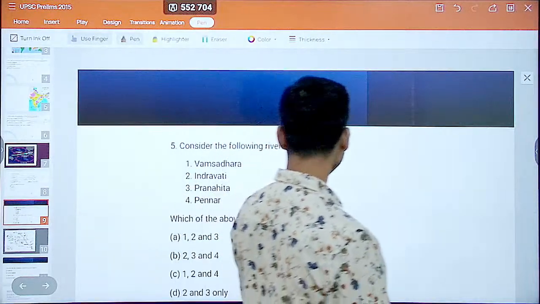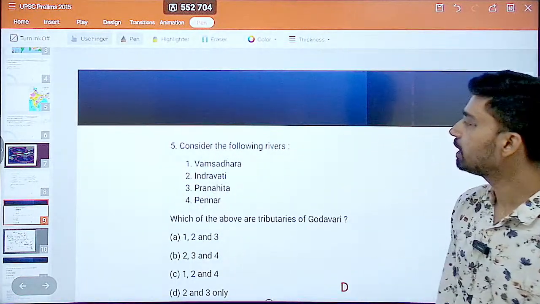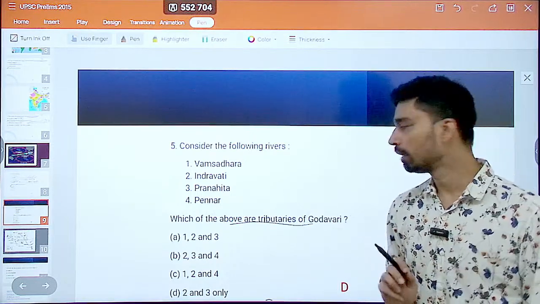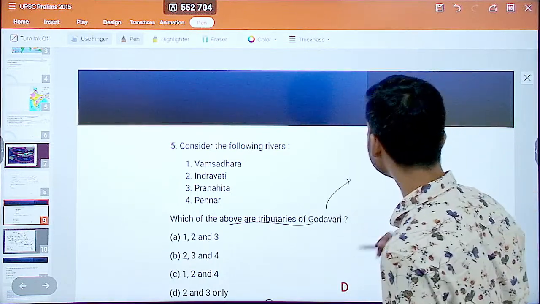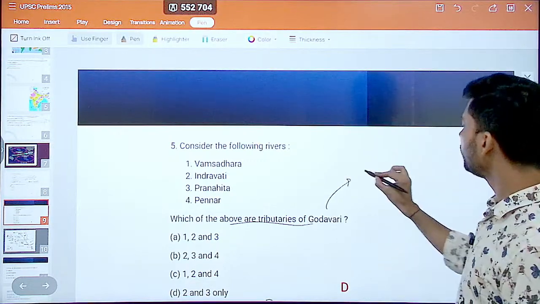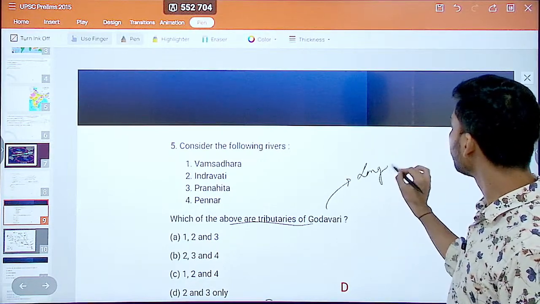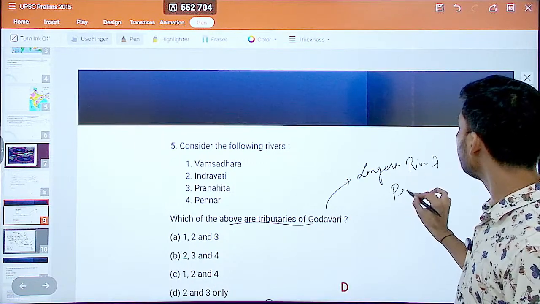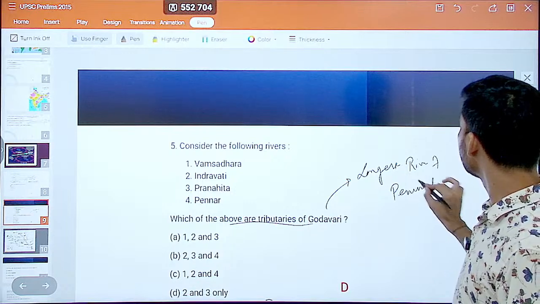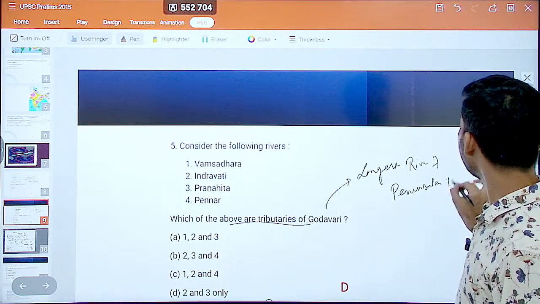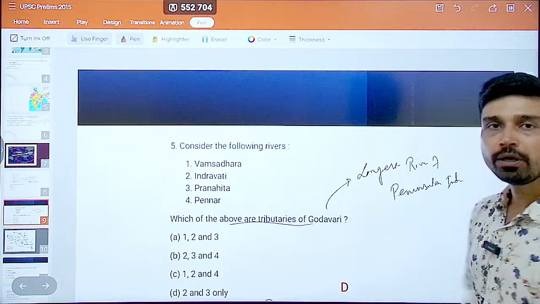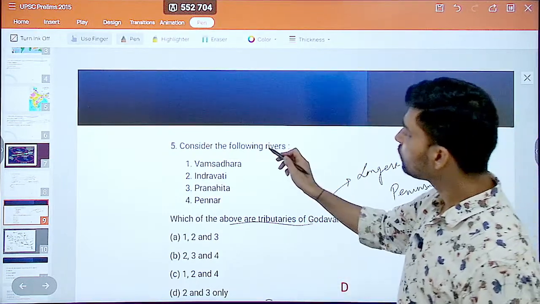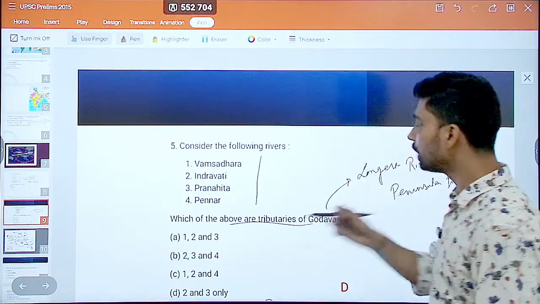Next question is again based on the rivers, where it has been asked which of the given rivers are tributaries of Godavari. Now, Godavari is one of the major rivers of South India. Actually, it is the longest river of peninsular India, and due to its religious and cultural significance, the Godavari river is also referred to as South Ganga or Dakshin Ganga. So, which of these are tributaries of Godavari?